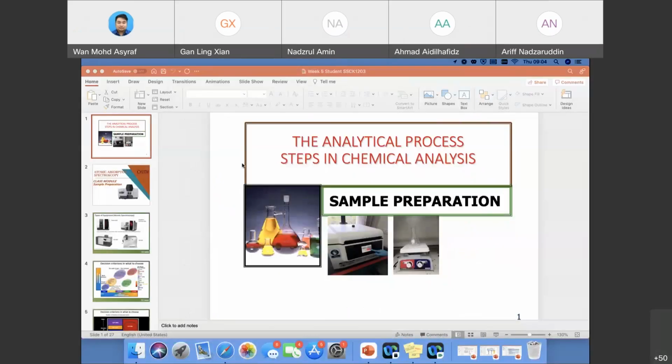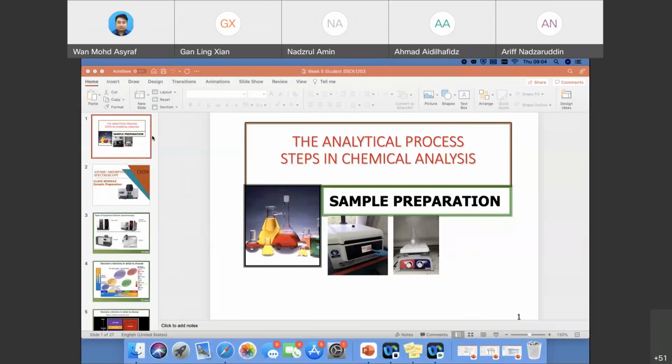So basically, before this we have looked at different types of atomic and molecular spectroscopy. So you have learned about the different kinds of spectroscopic instruments. All right, so now we are going to look at sample preparation for inorganic analytes.